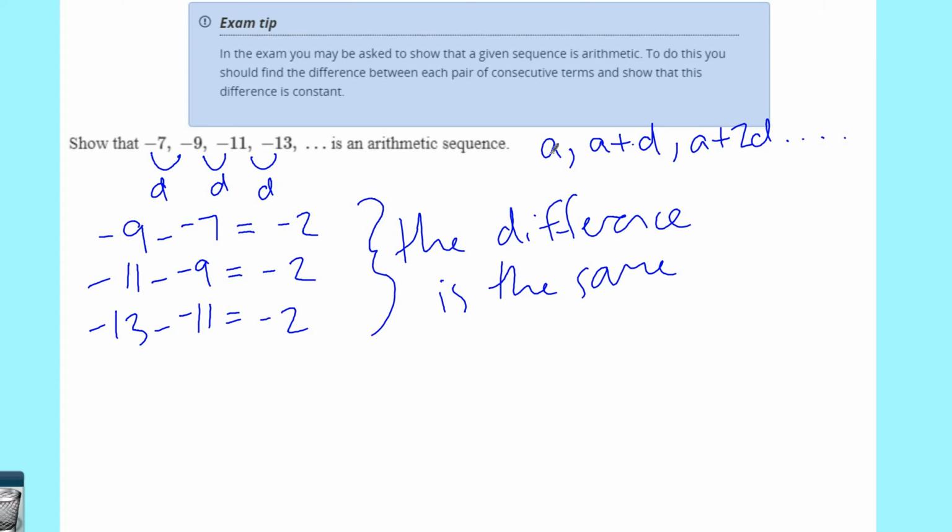So, to find what that difference is, you take the bigger number, subtract the smaller number, and you're left with just the difference. Okay? That's how we proved it. We took the second term minus the first, the third minus the second, the fourth minus the third. Okay?